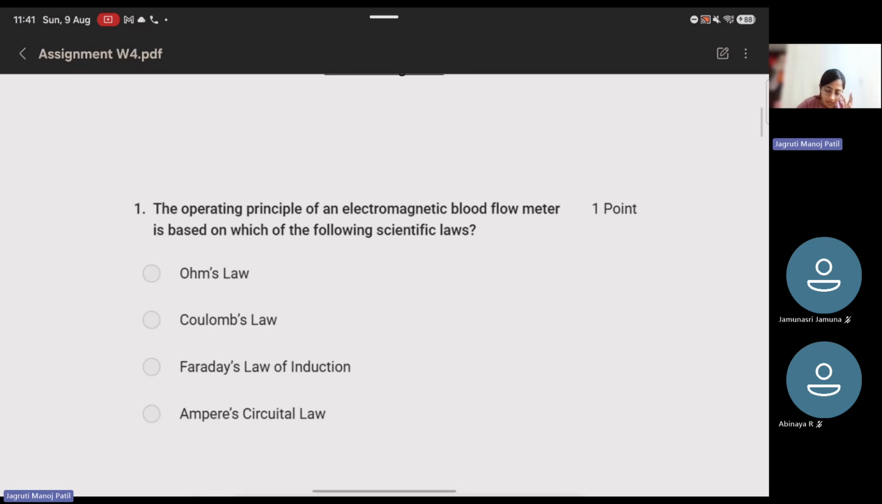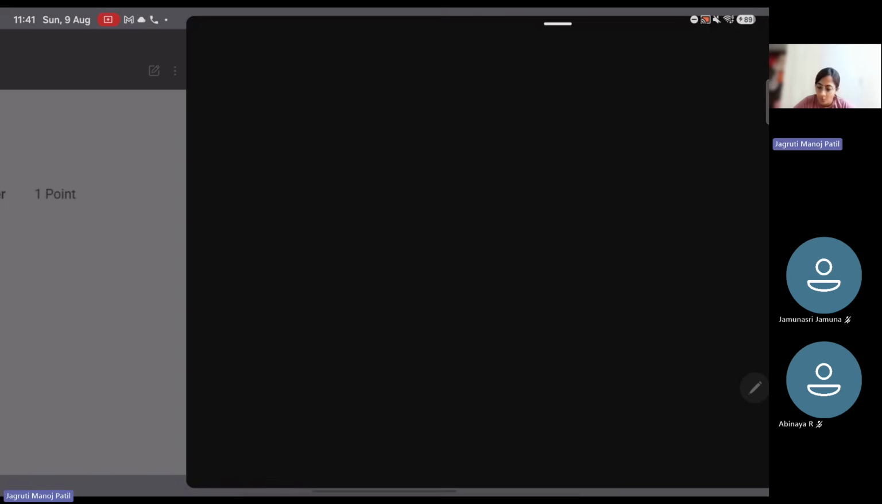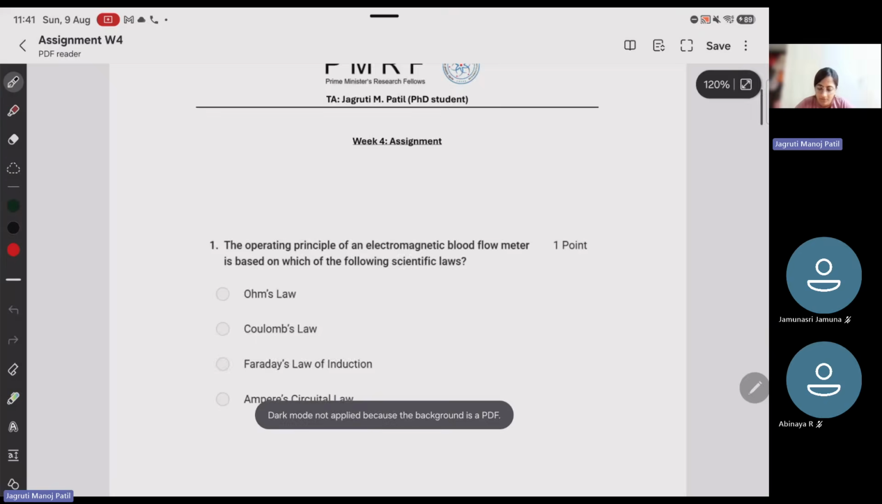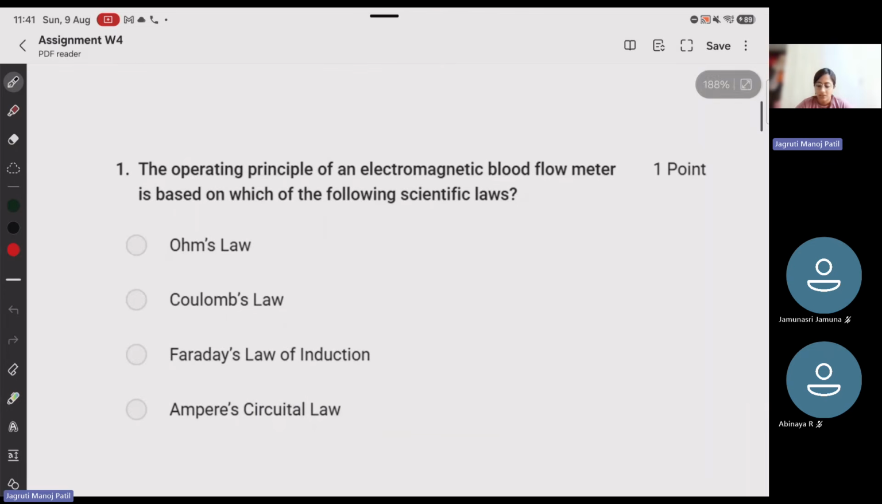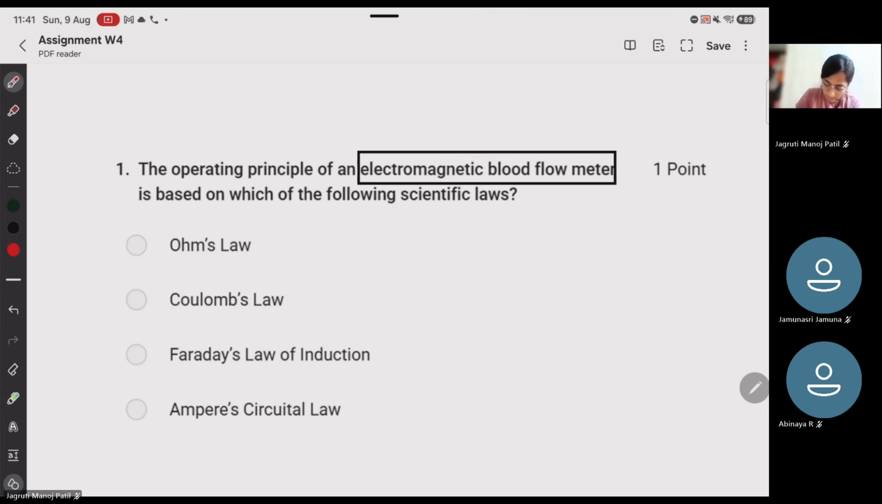So here, tell me which law it is. Ohm's law, Coulomb's law, Faraday's law of induction, Ampere's circuital law. Just look at the names. Ohm's law deals with something else. Coulomb's law also deals with something else. All are based on different principles. Probably Coulomb's and Ampere's circuital laws might be dealing with the same quantity, and Faraday's law deals with something else. Even if you tell me the quantities they deal with, you can directly answer the question. So look at the question more carefully. It's the principle of an electromagnetic spectrometer, where you have this term here.